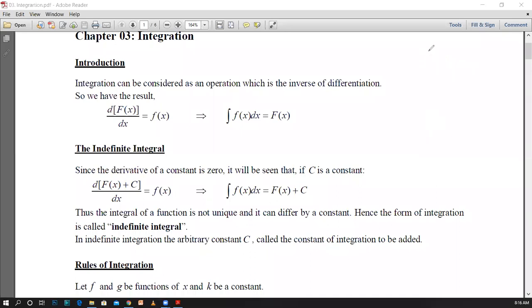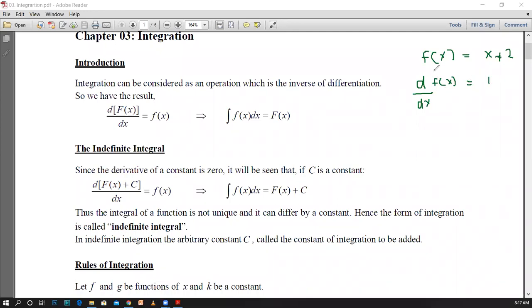Now think about this function. Consider f(x) equal to x plus 2. If I take the derivative of f(x) with respect to x, the derivative of x equals 1 and the derivative of 2 is equal to 0, since it is a constant. Therefore, I am getting the derivative of f(x) as 1.